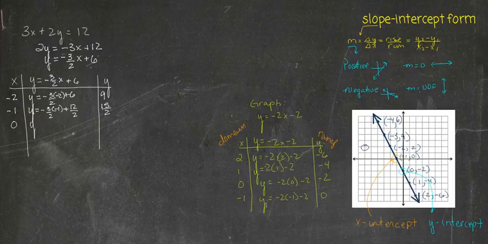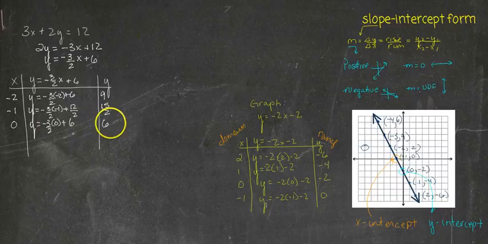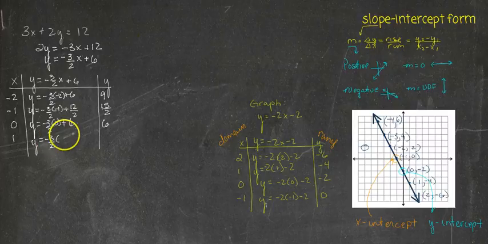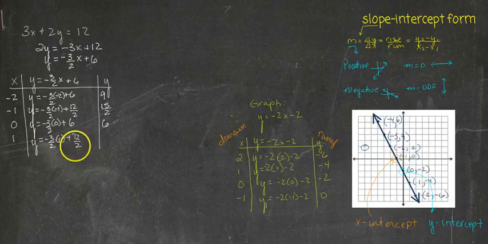x equals 0, y equals negative 3 halves times 0 plus, well, this time I can just use 6, since this fraction is going to zero out, I just end up with a 6. I'm going to choose 1. Y equals negative 3 halves times 1 plus, this time I'm going to use 12 halves again. And I get negative 3 halves plus 12 halves, which is the same as 9 halves.